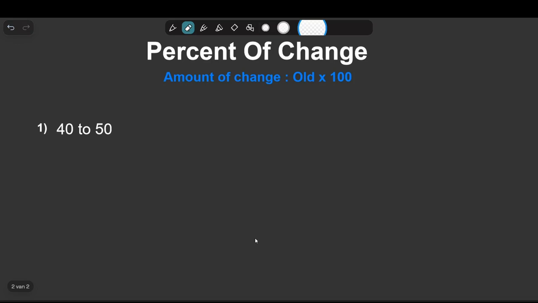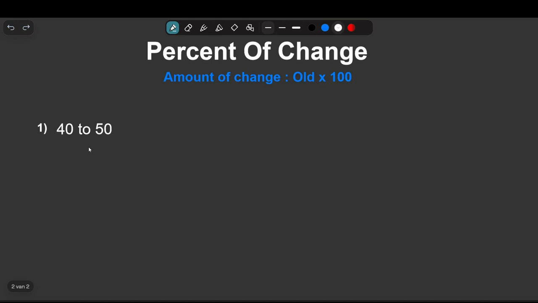So let's jump into number 1 where we have 40 to 50. So we have an increase. Let's keep that in mind. So when looking at these problems, first thing you want to do is look at if you have an increase or a decrease. Well, in this case, we have an increase because the old number was 40 and then the new number is 50.